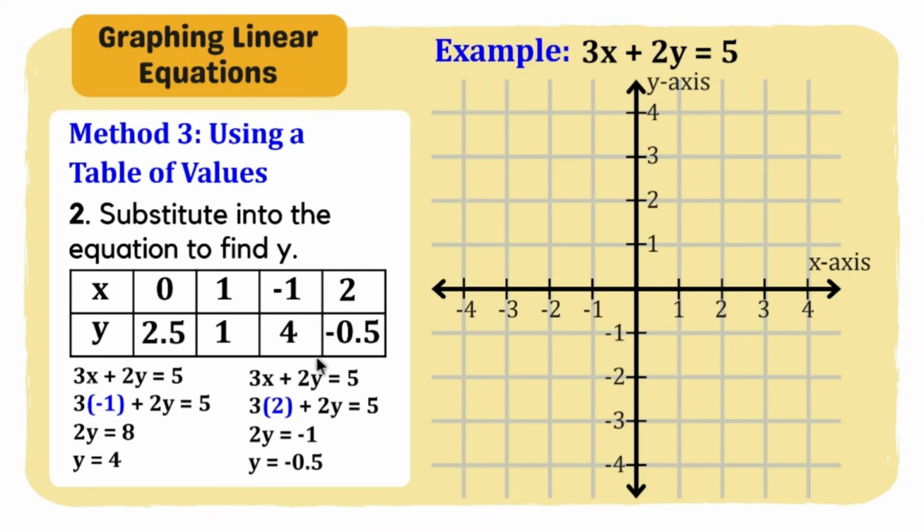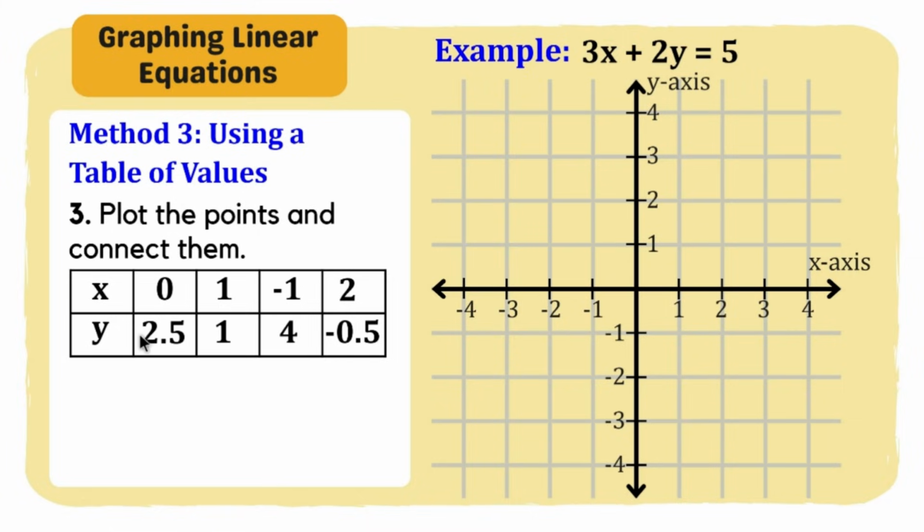Okay, now that we have completed our table of values, step 3 will be to plot the points and connect them. Okay, so madali lang, mag-plot lang tayo. If x is 0, then y is 2.5. So, asan po yung ating point? Nandito siya. So, again, if x is 0, dito lang siya sa y-axis. And then, yung ating y value naman is 2.5.